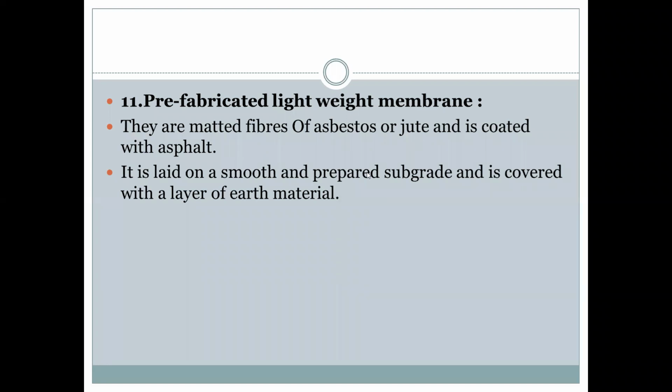After laying the matted fibers of asbestos or jute, earth material is laid over that, covering this layer to form the membrane. Therefore, this type of lining, in which matted fibers of asbestos or jute are used, is called prefabricated lightweight membrane type lining.